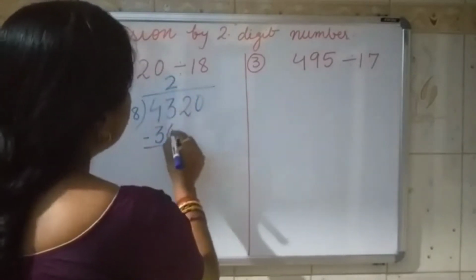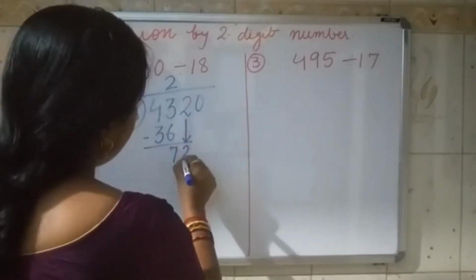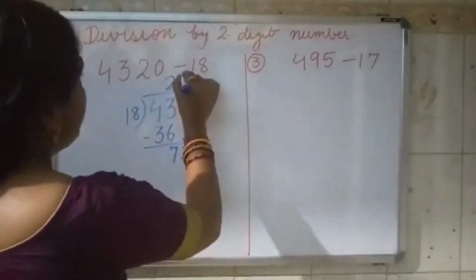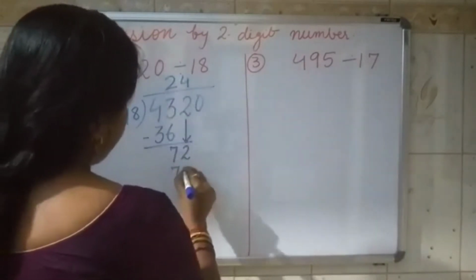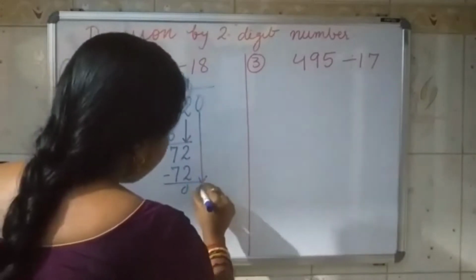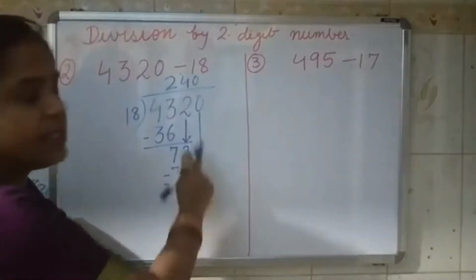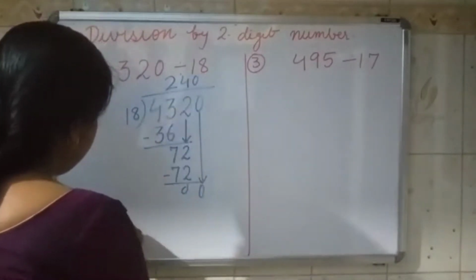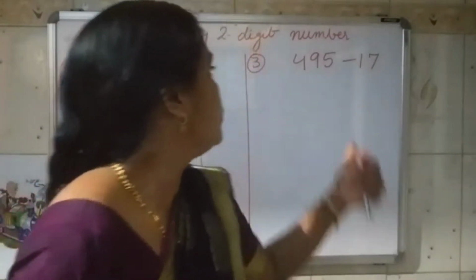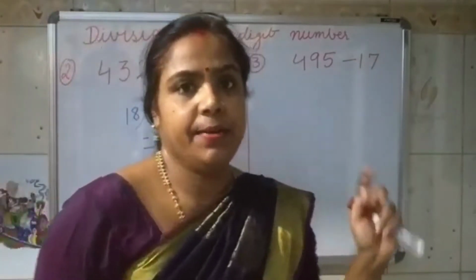18 2s are 36. Subtract: 43 minus 36 is equal to 7. Bring this number down. 18 4s are 72. So we will go for 4 times. Subtracting, it is 0. Then bring this number down, 0. And when we bring this 0 down, 18 zeros are 0. So the answer is 240. This is clear to you? So now this question you have to solve on your own: 495 divided by 17.